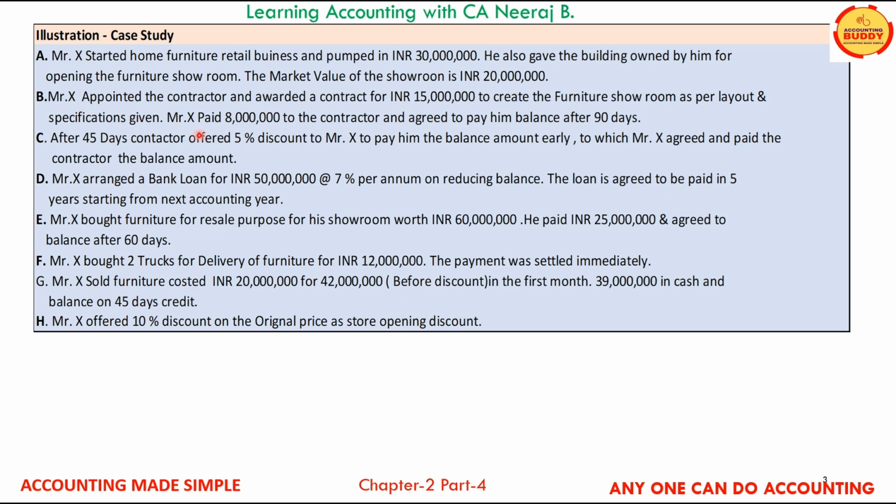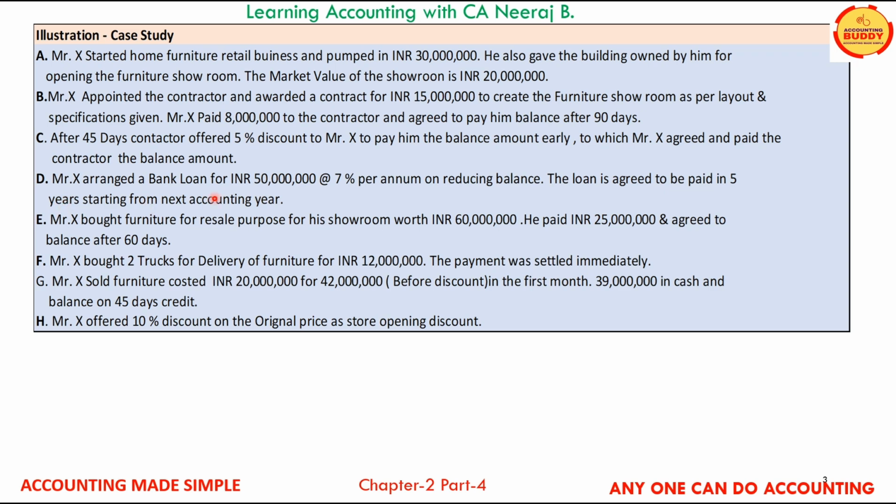Mr. X appointed the contractor and awarded him the contract for 15 million to create the furniture showroom as per layout and specifications given. Mr. X paid 8 million to the contractor and agreed to pay the balance after 90 days. After 45 days, contractor offered 5% discount to Mr. X if he pays the balance amount earlier, to which Mr. X agreed and paid the contractor the balance amount.